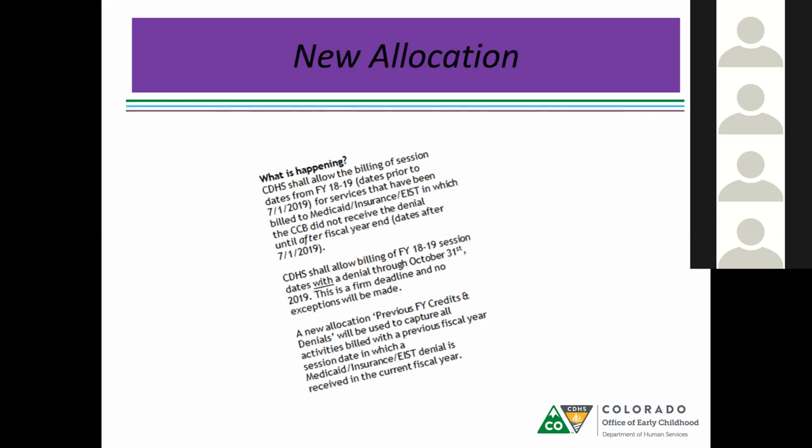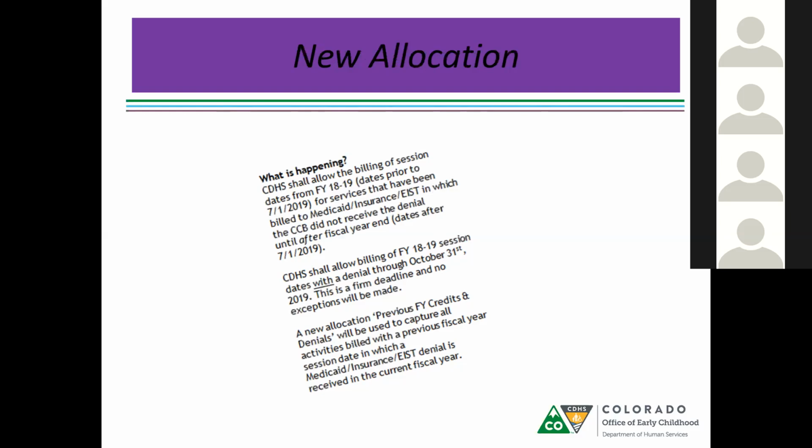So this year, we're creating a new allocation, basically a bucket that will keep any previous fiscal year credits and previous fiscal year dates. Rather than attaching to a current fiscal year 1920 allocation, anything billed for Medicaid, insurance, or trust denials, and I'll explain that a bit more, is going to bucket into this one allocation. We'll use that allocation to determine a direct service payment amount to include with the current fiscal year 1920 allocations and budget amounts, and we'll include that with our direct service payments in November.